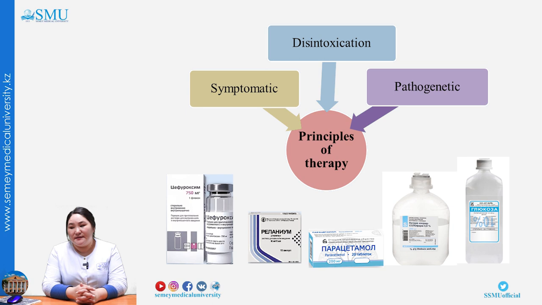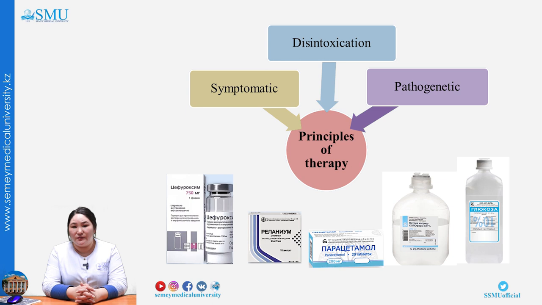If a baby has severe intoxication, a severe case of infectious mononucleosis, we can give fluids for detoxification, using 5-10% dextrose or glucose at a dose of 10-15 milliliters per kilogram, or 0.9% sodium chloride at the same dose, 10-15 milliliters per kilogram. And about pathogenetic treatment, secondary bacterial flora can attack, and we will have purulent angina.